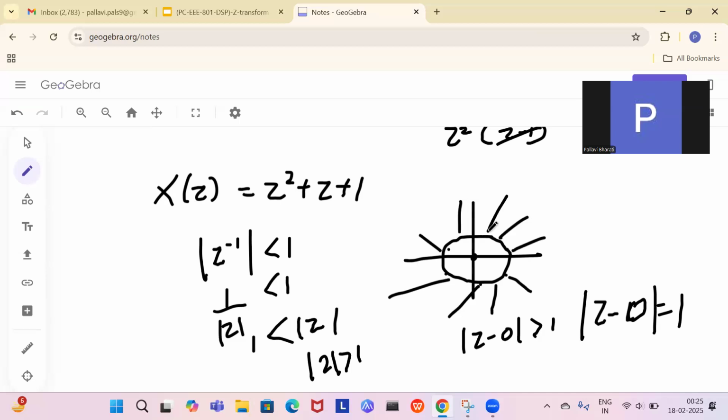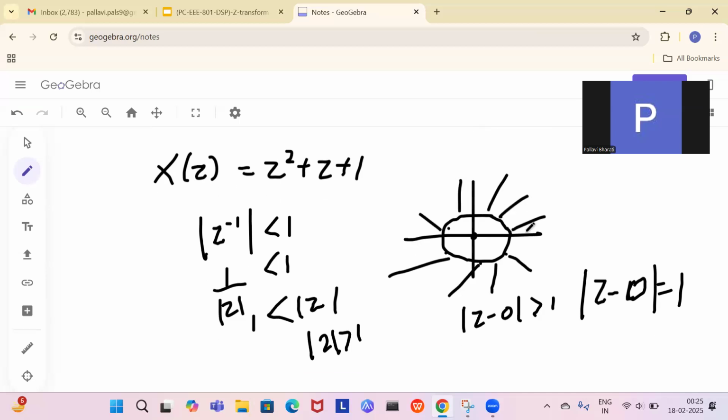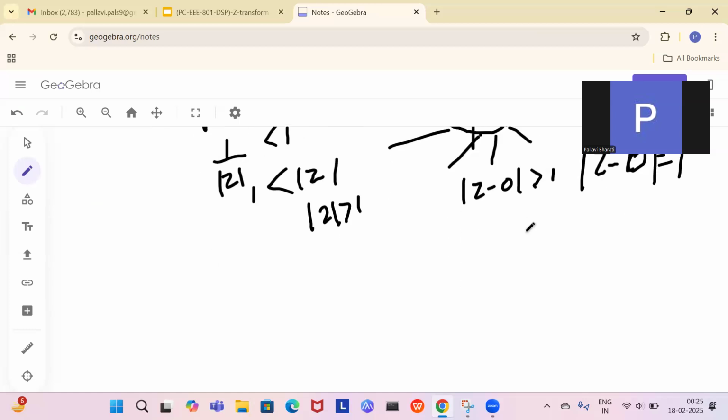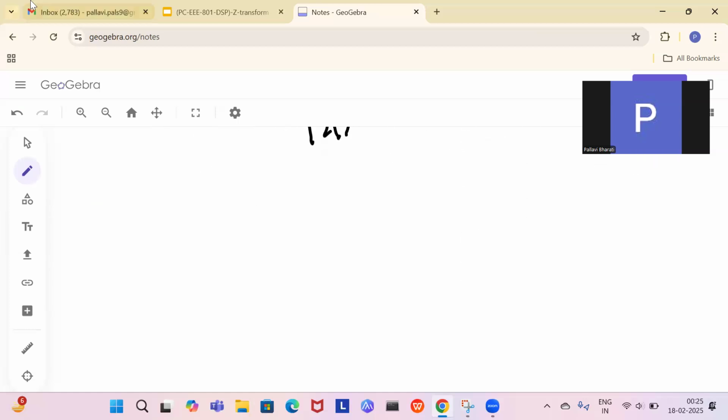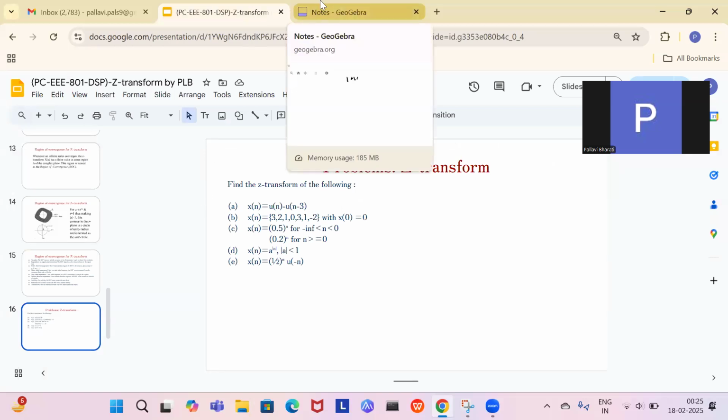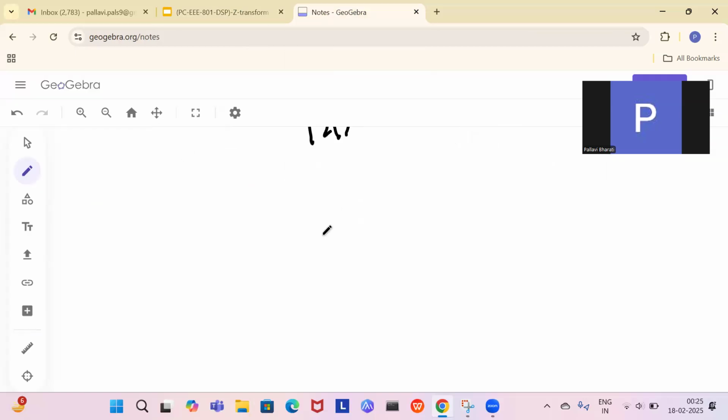What is the region of convergence? The region where the Z transform exists. So this is your first question done. Let's move on to the next one. You can just go back and see it if you have not understood at any point, or once again, quickly we'll do it.